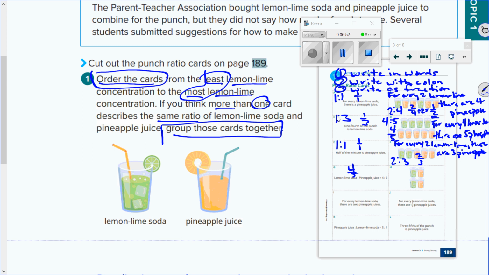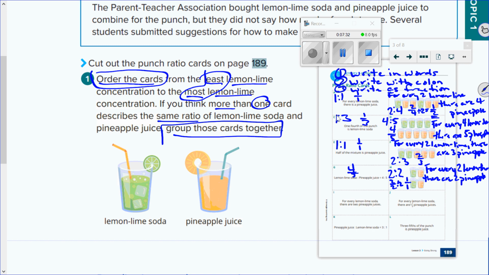Our next one, they gave us another picture, so we need to start with words. For every, how many did they picture? 2 lemon lime. There are 2 pineapple. So that one starts as 2 to 2, turning it into a fraction, 2/2, which I can simplify to 1-to-1. Again, we leave it as a 1-to-1.